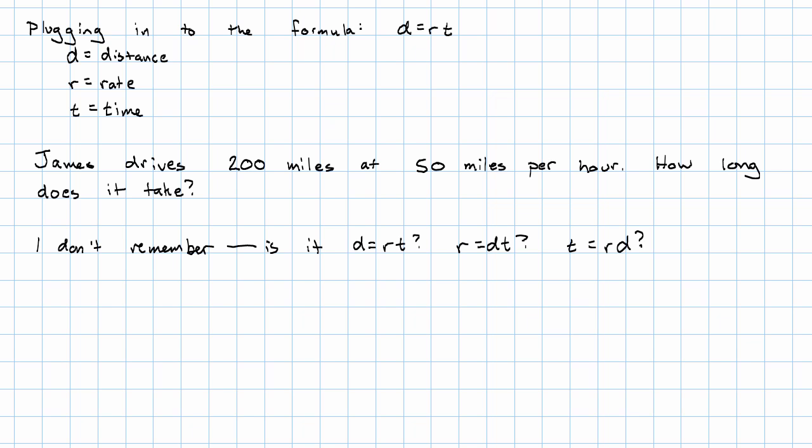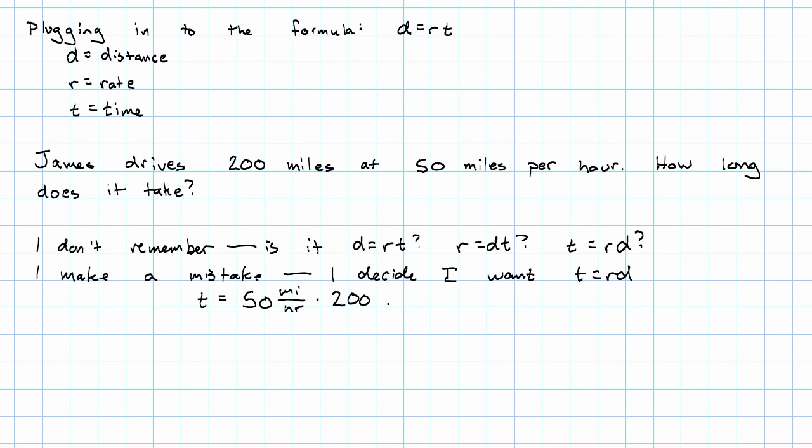And let's suppose for a moment that we did not remember exactly how this formula goes. I don't remember which two things I multiply together. And let's say I make a mistake. Let's say I decide that I want to use time as rate times distance. So that means to find my time, I'll take my 50 miles per hour times my 200 miles. And so I go ahead and multiply 50 times 200, 10, and then 3 zeros.